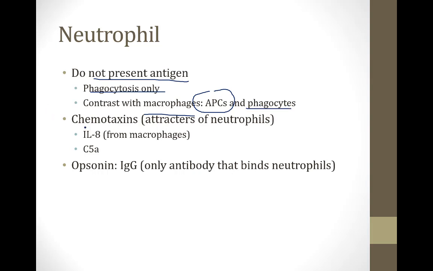There are a couple of well-described chemotaxins. A chemotaxin is an attractor of another cell. There are a couple well-described chemotaxins for neutrophils. Those include IL-8, which comes from macrophages, and also C5a, which comes from the complement system.